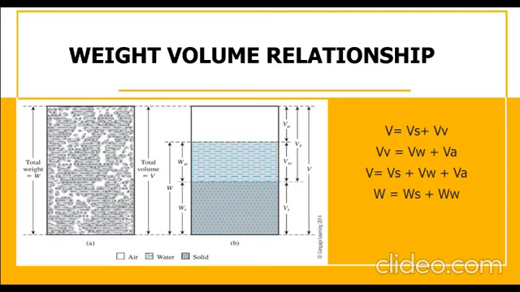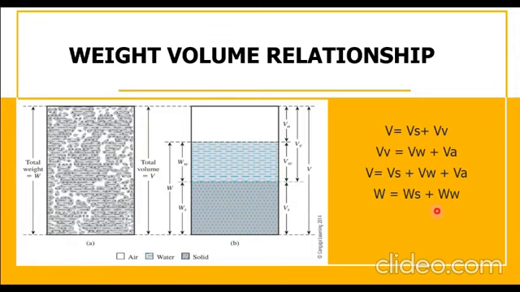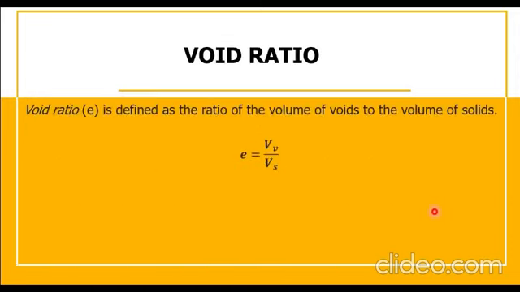Next, we're going to tackle about the weight of soil. So the weight of soil is equal to the weight of soil solids plus weight of water. Why is that? There is no weight of air in here because we all know that the weight of air is zero. So moving on, we tackle about the void ratio.